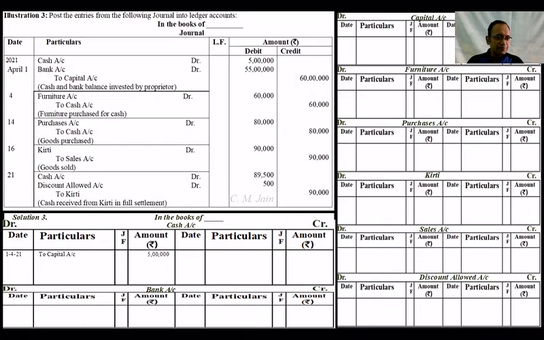Now similarly, bank account debit 55 lakh. So on debit side of bank account, what will we write? We will write to capital account, but amount we will write that is against bank account 55 lakh. So in bank account 1st April 21 to capital account 55 lakh.